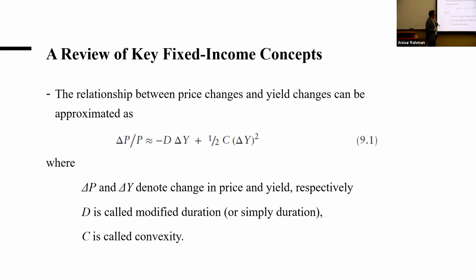It has two things. You have probably seen this before. D is duration, or modified duration. Simply, we call it duration. Another is convexity. Y is the yield to maturity. Delta Y is the change in yield to maturity. So it is minus duration times change in yield, plus half times convexity times change in yield squared. That will give us the percentage change in bond price.